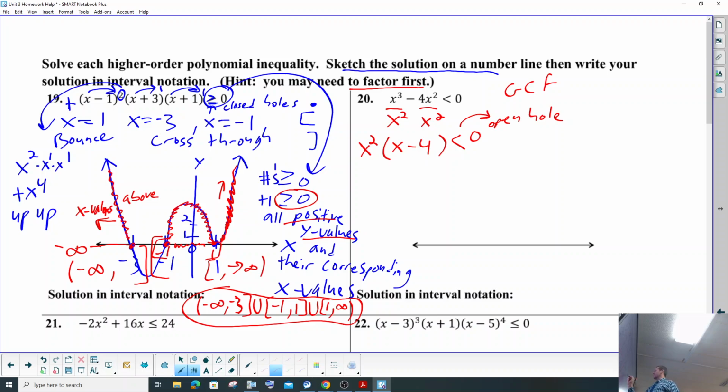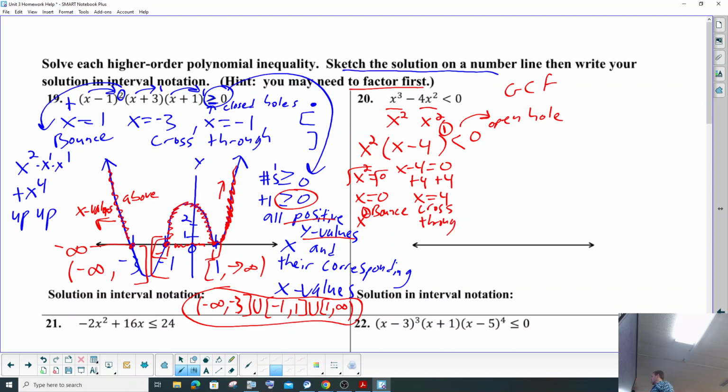Okay. So this x squared, you have to set equal to 0, and same with this x minus 4. So we square root it, and so we get x equals 0. Now x equals 0, right? It is squared, so that means bounce. The squared means bounce. We're going to add 4 to the other side, so we get x equals 4. And so that one is a 1, and so that's a cross through.